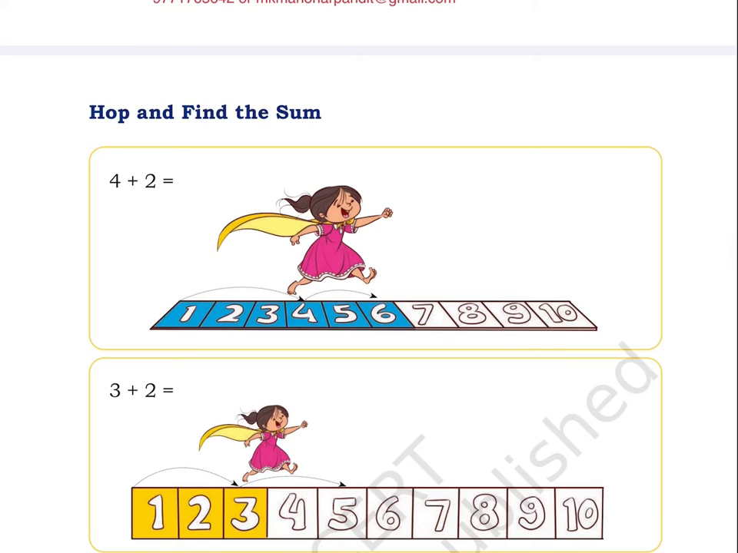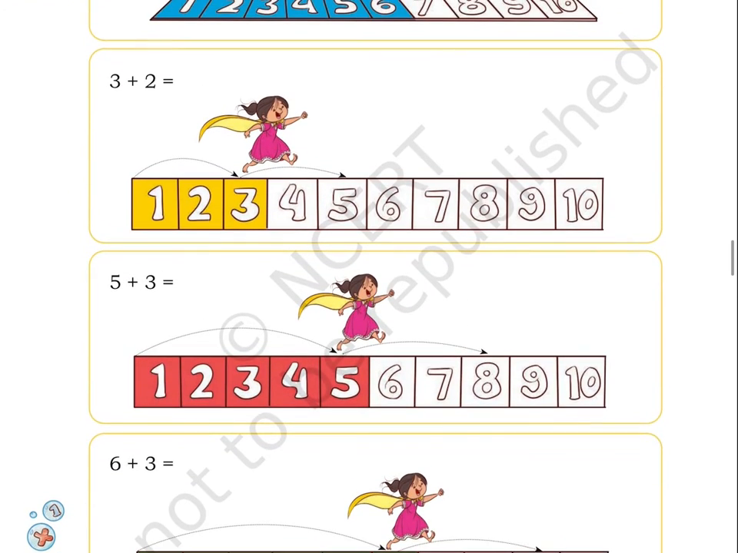Here, numbers from 1 to 10 have been drawn on the ground. The girl is hopping from one number to the other. In the first row, it is 4 plus 2 is equal to 6. The girl is hopping from 4 to 6. In the second row, it is 3 plus 2 is equal to blank. The girl is hopping from 3 to the number 5.